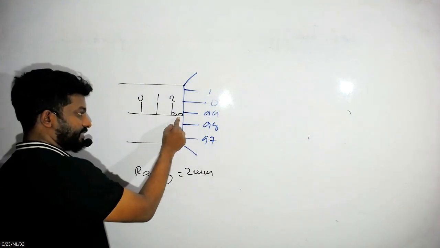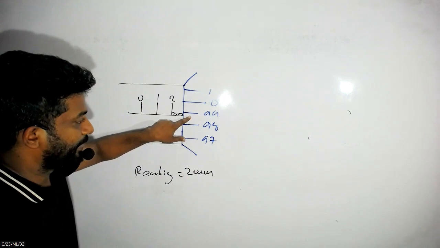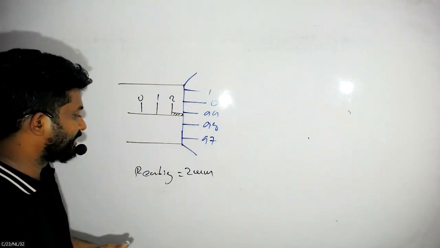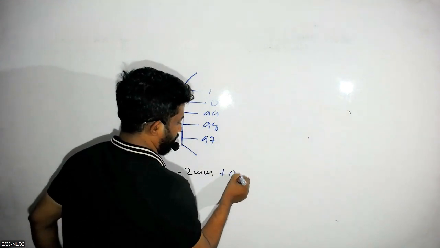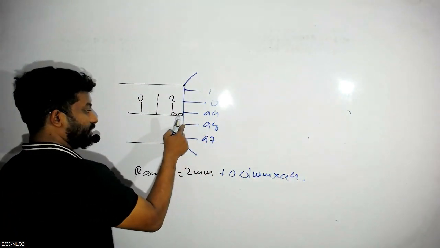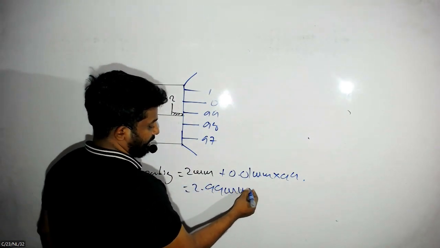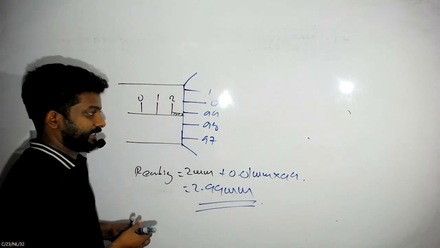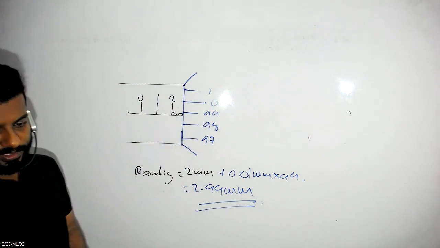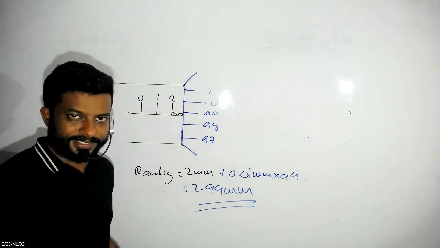The one that is nearest to the reference line of the main scale. You can observe that this 99 division is the nearest one. So the reading is 0.01 millimeter into 99, not 98, because that one is farther away. The answer is 2.99 millimeter. This is the reading. Remember, if none of the divisions coincides with the line, you need to consider the nearest division to the main scale principal line. Got it?